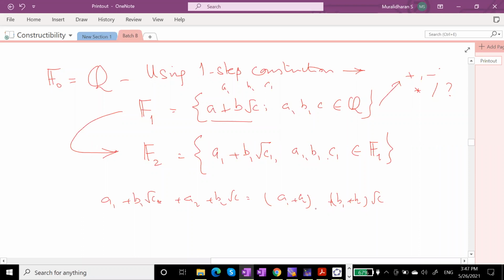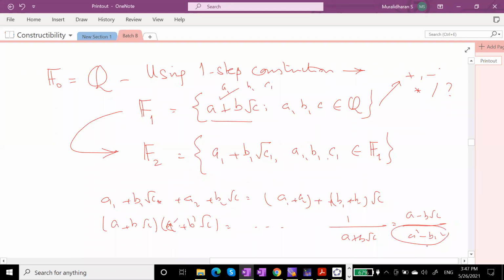So under addition it is fine. Subtraction also is fine. You can easily check that the product of a plus b root c and a dash plus b dash root c is also of the same form. And 1 by a plus b root c, I can calculate as a minus b root c by a square minus b square c. And this will not be 0 because c will not be a square. So this is okay.